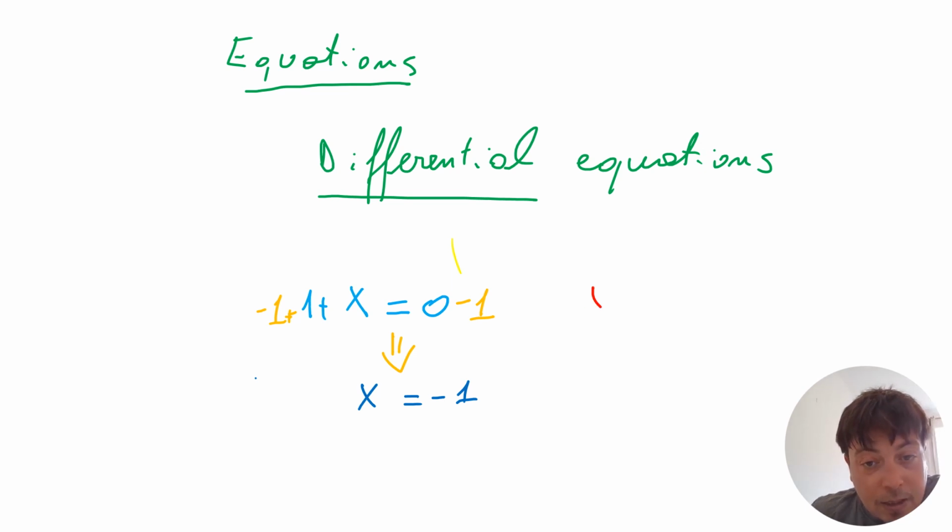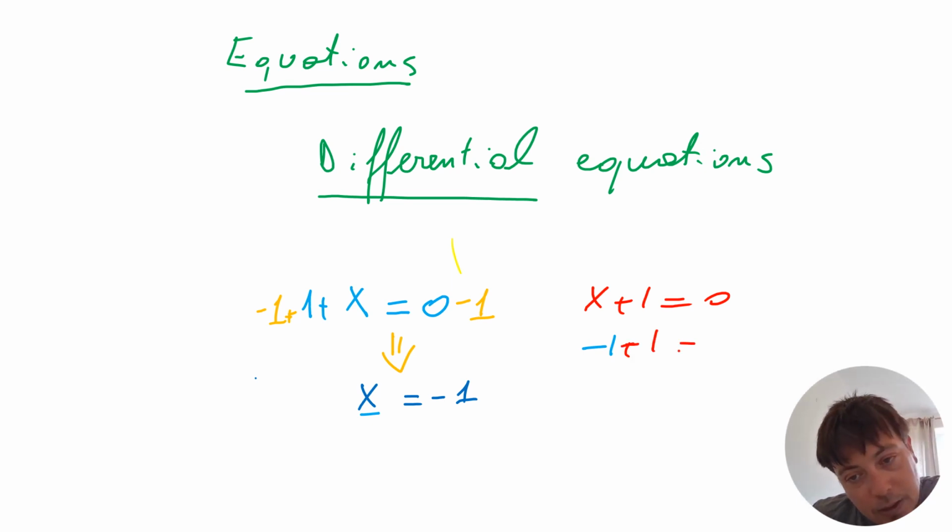Is it true? Let's check. x plus 1 equal to 0. If we replace x by the solution, which is minus 1, we do minus 1 plus 1, and guess what? It's 0. So 0 equal to 0, which is correct, right? We know that 0 is equal to 0.